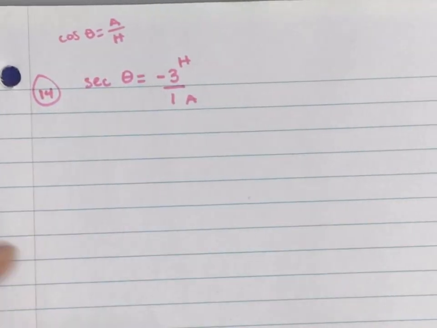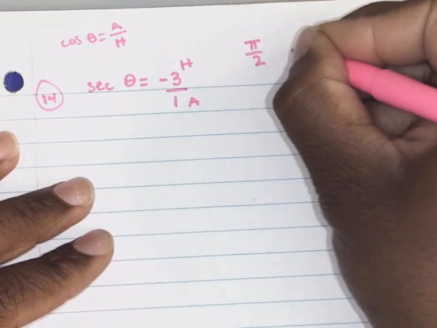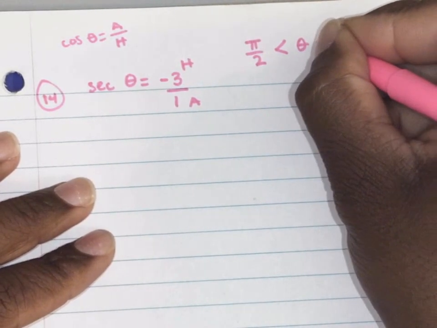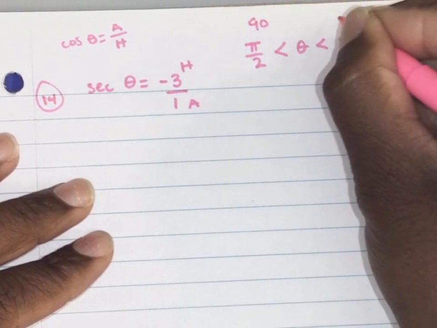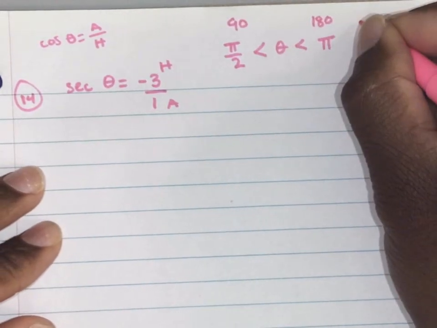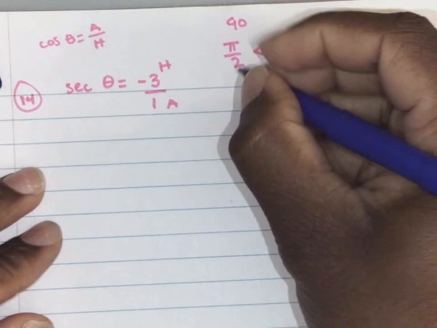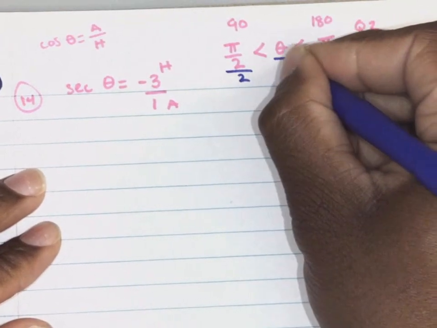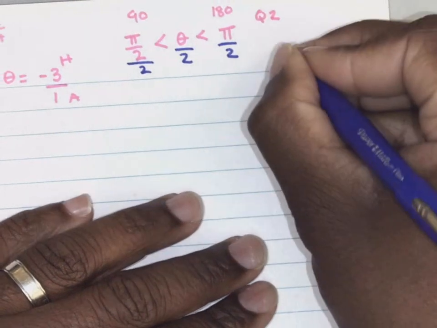Right? And it tells me this angle is between pi over 2 and pi. So this is 90, and this is 180, meaning this angle is in quadrant 2. The half angle will be in quadrant 1. If we half all of these things, it tells us exactly where the angle's at.